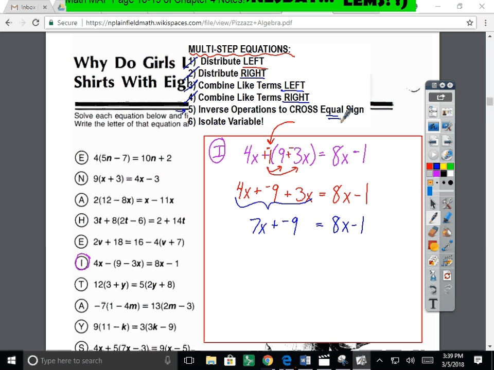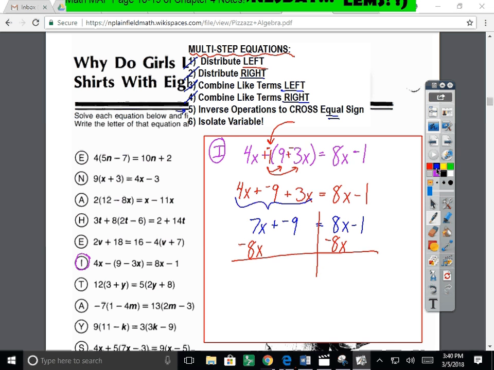Whenever I cross the equal sign, we have to do the opposite. We can't just combine things the way we see them. We have to undo them with inverse operations. So again, remember, I always like to take my variables and move them to the left. So how am I going to move this 8x across? I would combine it with a -8x. If I do that to the left, I do that to the right.